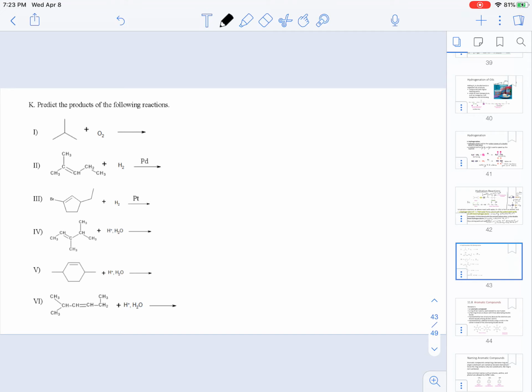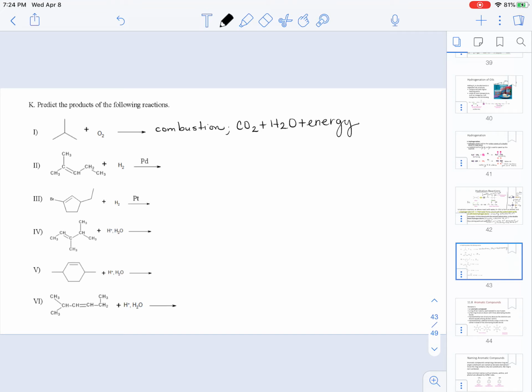So the first reaction, we're going to have an alkane reacting with oxygen, and when that happens, that's going to be a combustion reaction. In a combustion reaction, the product of the reaction is always going to be CO2, water, and energy. And understand that when it comes to this, I don't expect you guys to balance the chemical reaction. Just know that the product of the reaction for a combustion of an alkane is CO2, water, and energy.